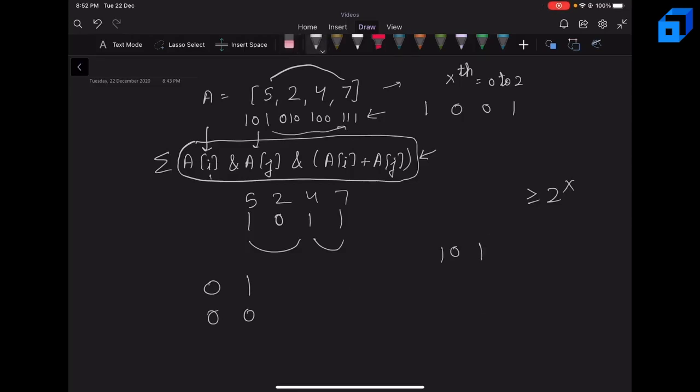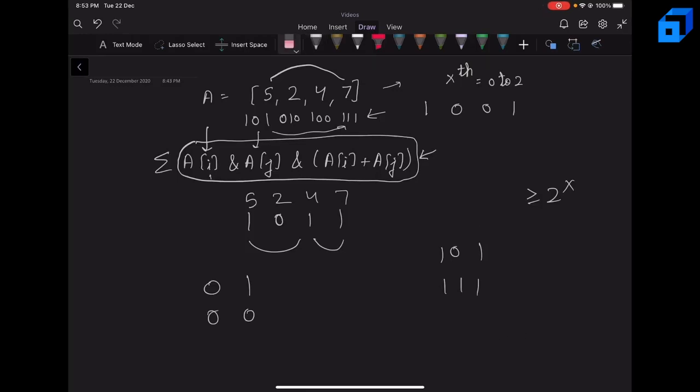So 5 is 1, 0, 1 and 7 is 1, 1, 1. If we consider only these bits, the 0th bit and first bit, we have 0, 1 here and 1, 1 here. When we add them, their sum will be 1, 0, 0. Their sum is greater than or equal to 2 squared, because we need to check for the second bit, which is 4. Their sum is exactly 4 and that will actually set the ith bit.